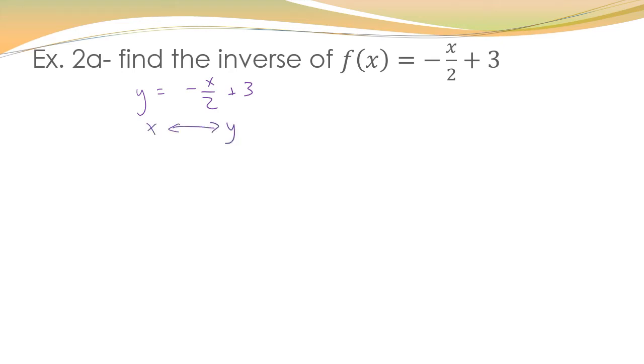So that double-ended arrow just means switch x and y. You do not have to write that step every single time. I'm going to write it this first time, and then from now on I'm going to abandon that. It's just one extra line of writing. However, if that's your comfort level, you can keep writing it to help you remember what to do. So we're going to switch x and y. So this is going to become x equals negative y over 2 plus 3.